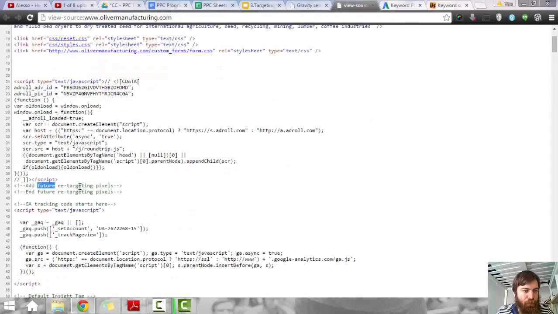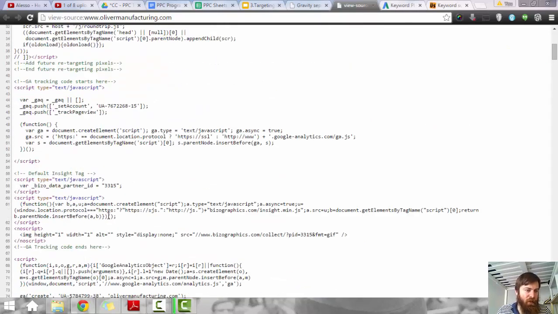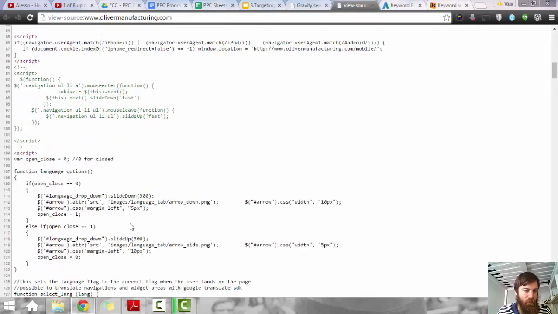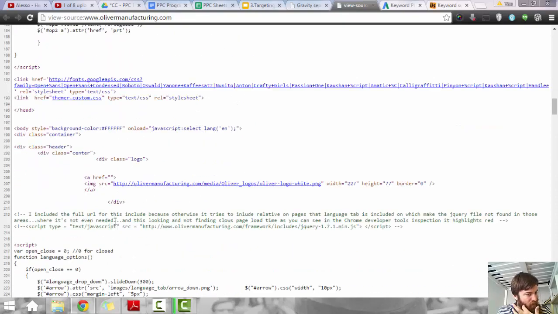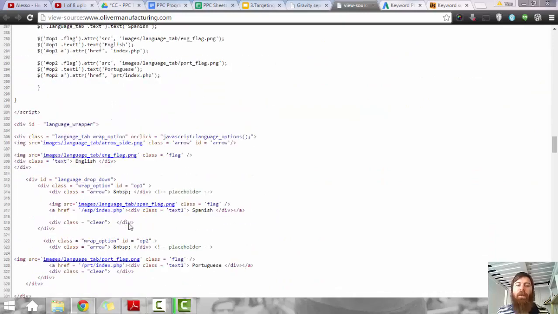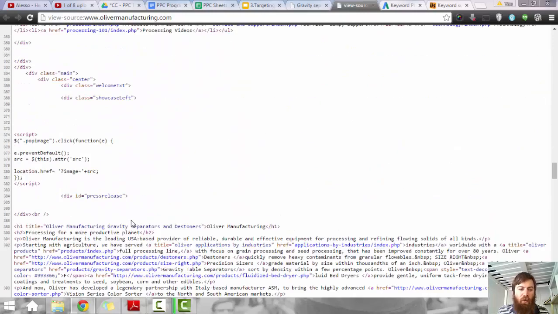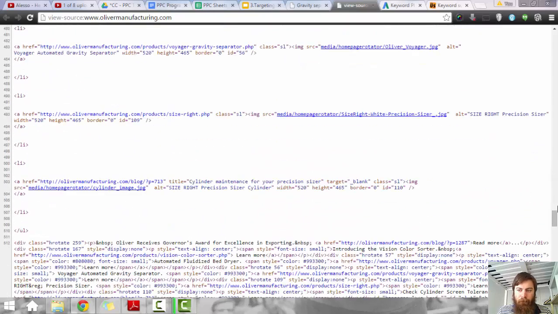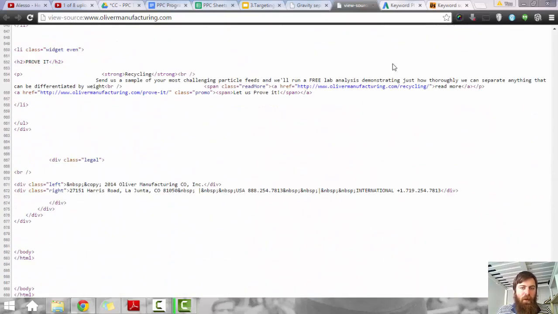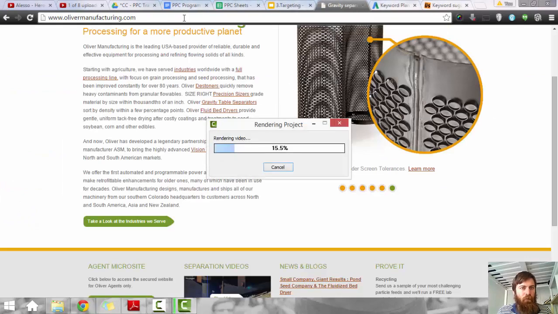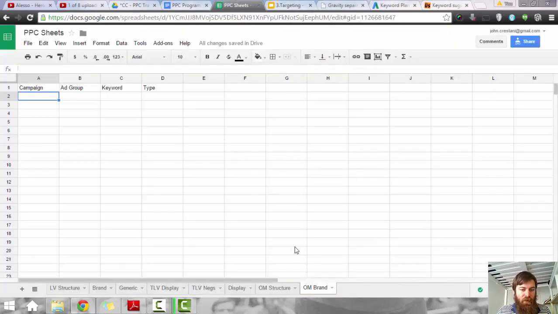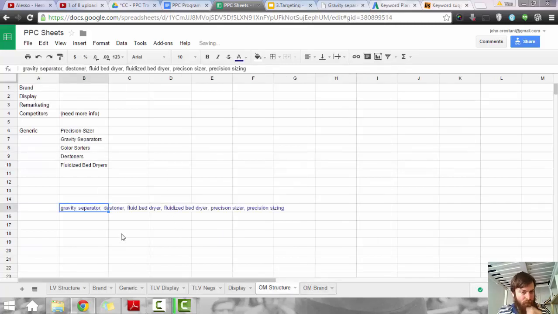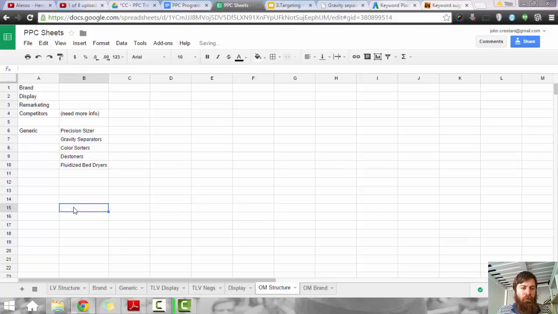They're using AdRoll. They're also using Google Analytics. Bizo, which is another type of retargeting platform. So you can actually learn a lot by going into view source and figuring out what people are doing. So I'm going to save some of these keywords right here. Not sure if they'll come in handy.